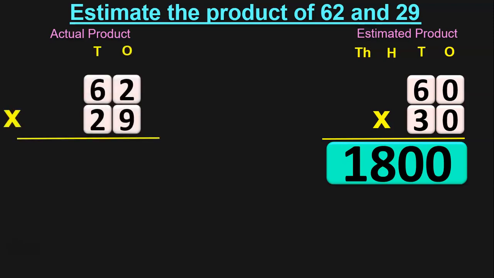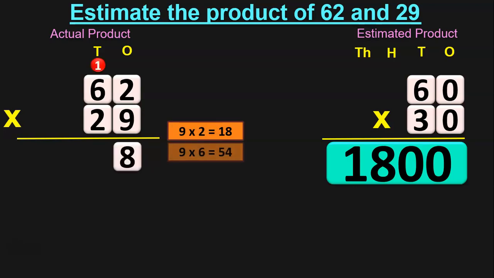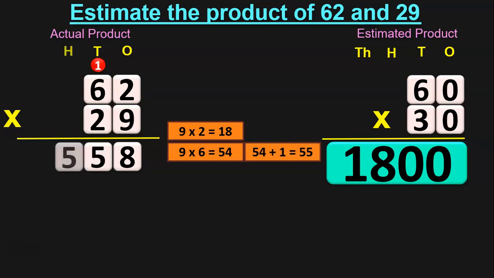So write down 62 and 29 one below the other. Begin the multiplication from the ones place. 9 into 2 is 18. 8 carry over 1. 9 into 6 is 54. 54 plus 1 is 55. 5 and the other 5 will move to the hundreds place.